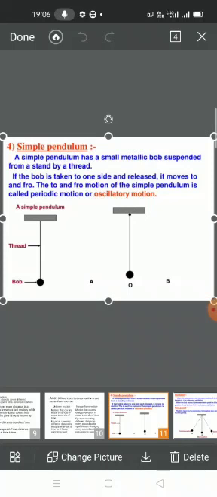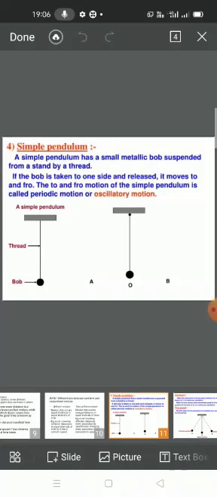A simple pendulum consists of a small bob. You can see a small metal ball which is known as a bob, suspended by a long thread from a rigid support. You can see the rigid support on the top, such that the bob is free to swing back and forth, from O to A and B. If a simple pendulum is suspended by a rigid support and it is free to move from its mean position to A and B, that is known as a simple pendulum.